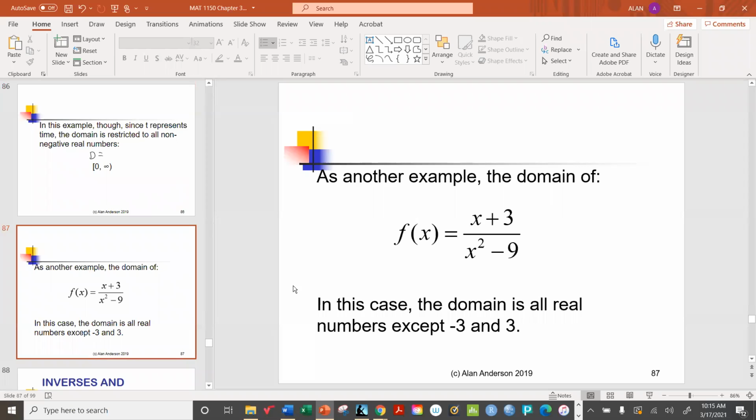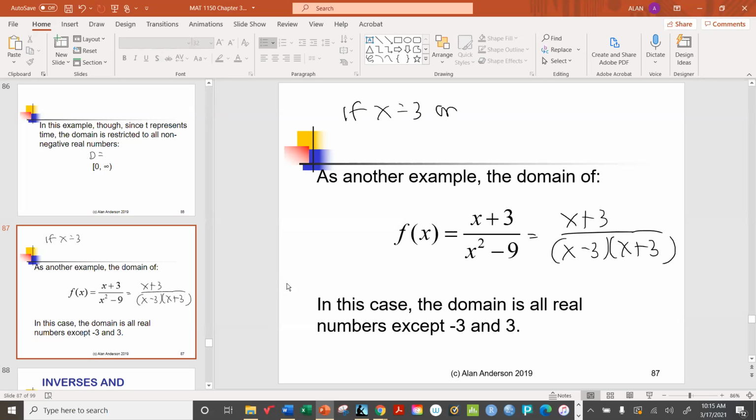Now this one, though, it's just x. We don't really know what x represents. So here, it should be clear that you may not substitute either 3 or negative 3 into this function, because both of those would give us 0. So in other words, if you let x equal 3 or negative 3, then this will result in division by 0.